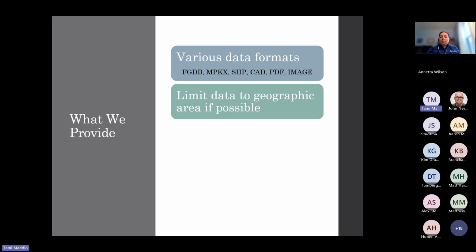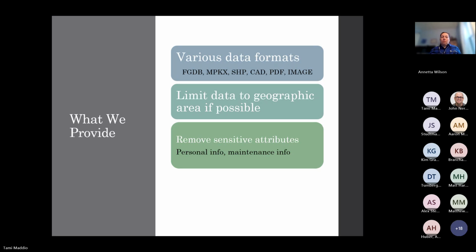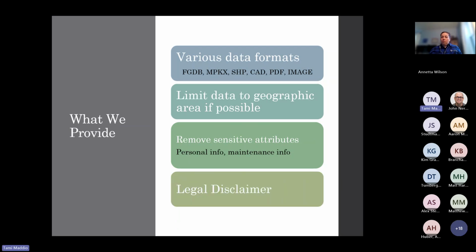We do try to limit the data that we're providing to geographic areas and not provide the whole city if possible. I think that's pretty universal from some of the comments that came in through the survey. We don't want to have a lot of, especially our utility data, floating out for the entire city. We do try to remove sensitive attributes, personal information, some maintenance records for utilities and other things like that, public safety information. And then we always do provide a legal disclaimer that we've had forever and has been run through our city attorney. We also have one that we put on some of our public maps on the web.